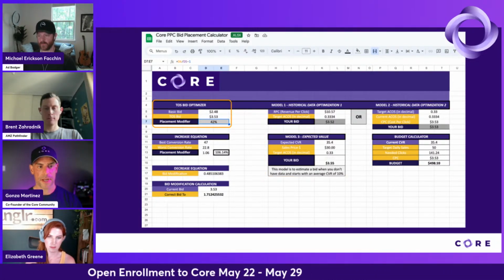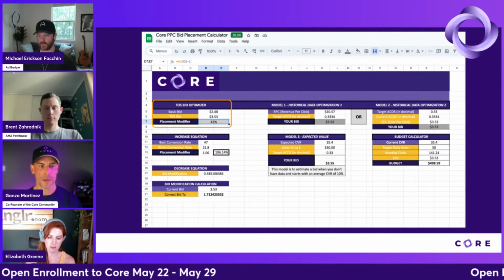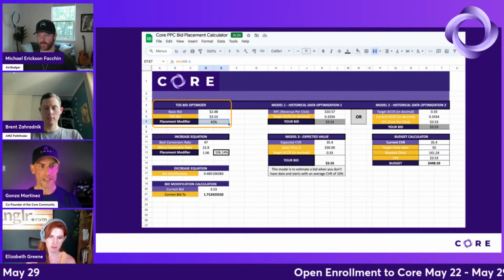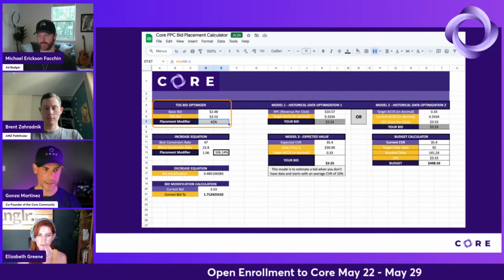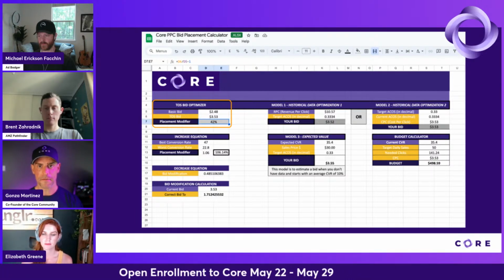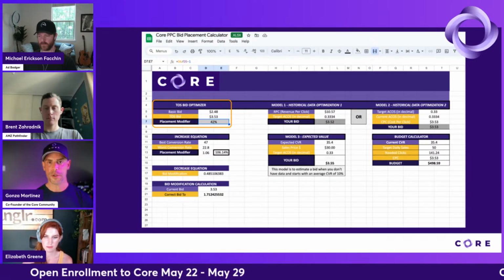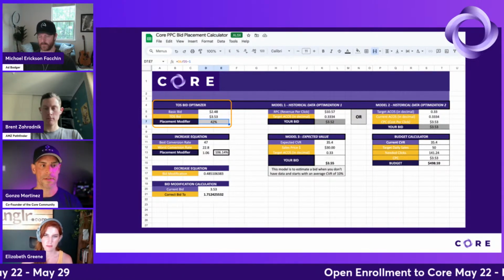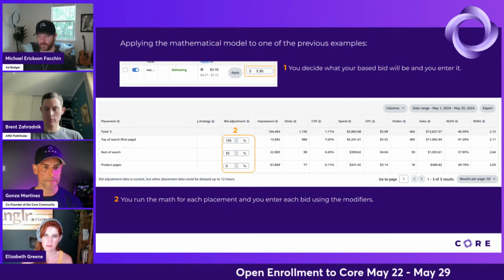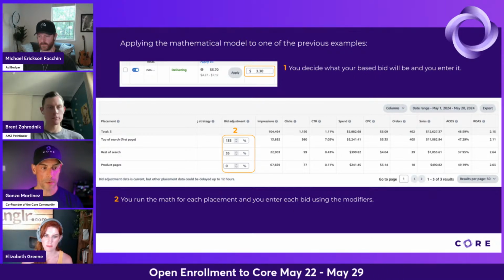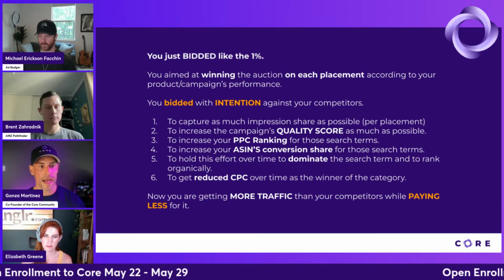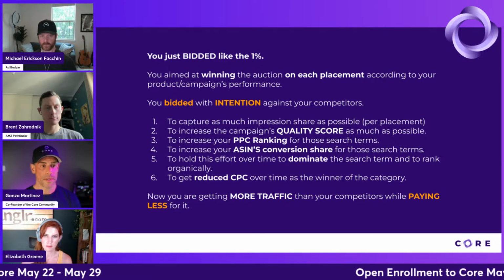And number 3, for each placement, you look at the basic bid you put there, and then you let the calculator file tell you what's the modifier for that particular placement. And you do this 3 times per campaign. It's a pain in the neck, I understand, but it's the most accurate way of bidding, and it works. So this is basically what I just described, and that's how you bid like the 1%.